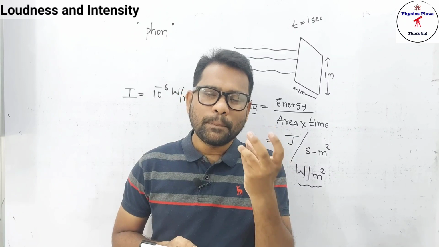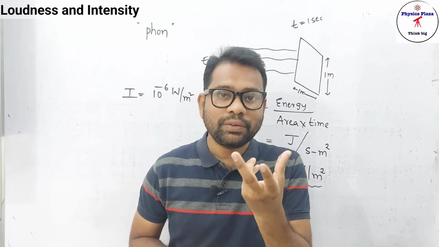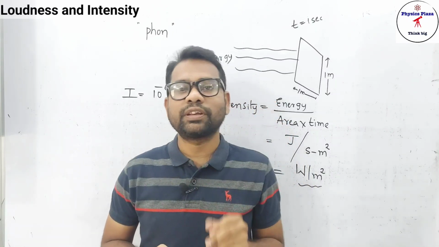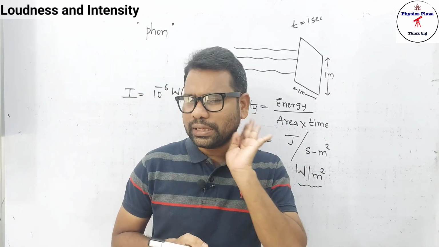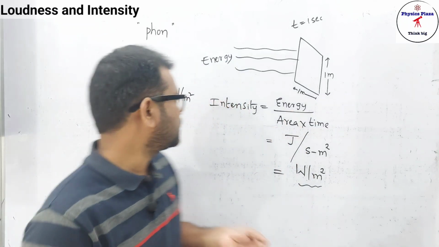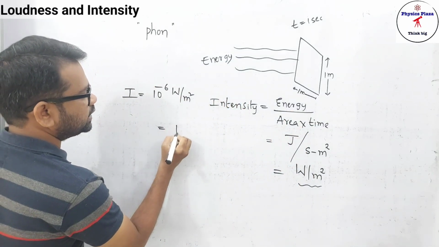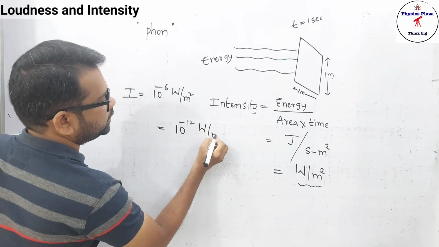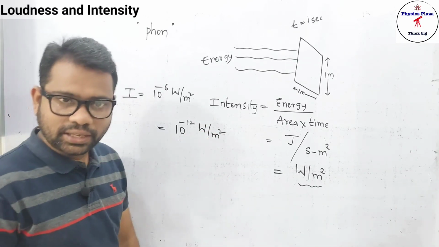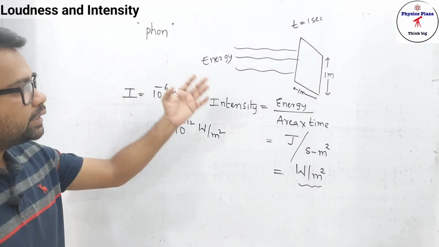So what is the minimum sound which we can hear? We can hear with a 20 hertz frequency. Then what is the intensity of the least sound which we can hear, children? For that, the intensity will be 10 power minus 12 watt per meter square. Is it clear? So this is about intensity.